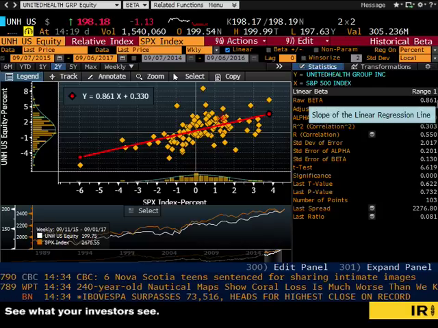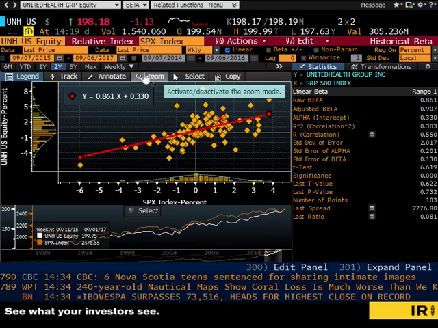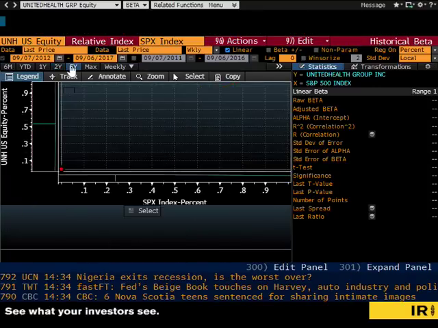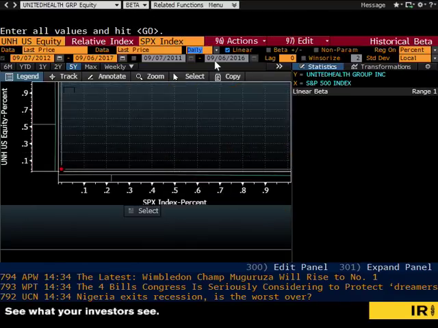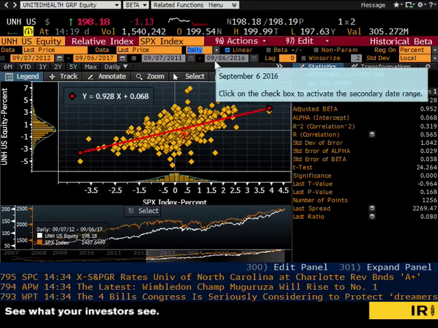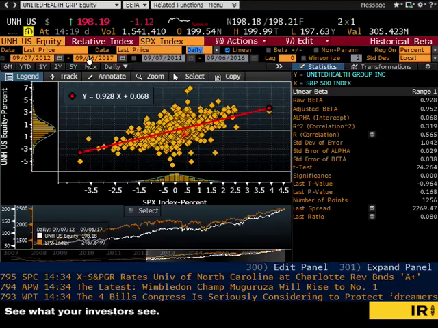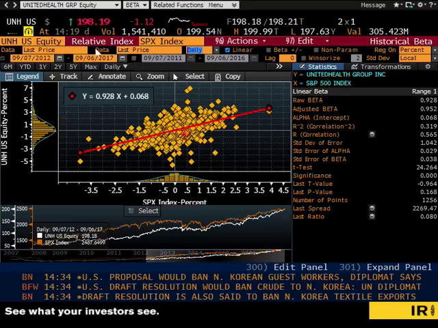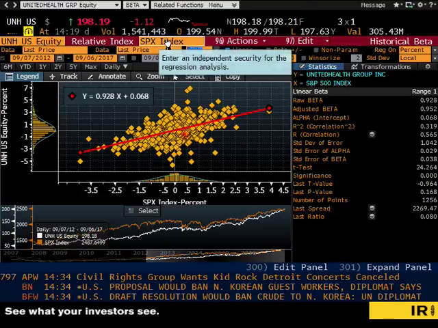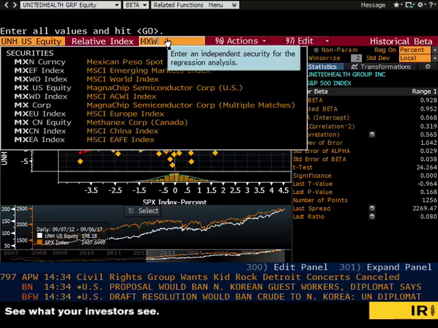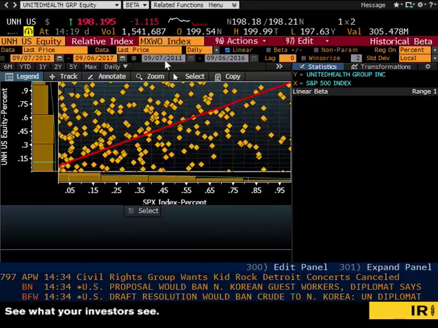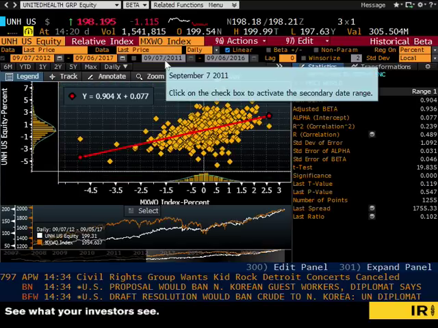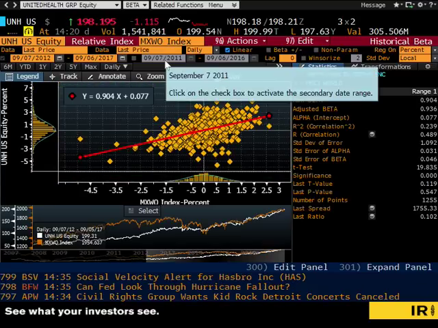Right. By the way, you can adjust this. If you want to do a 5-year beta, you can switch to 5 years. If you want to do daily for 5 years, just click daily. It'll add the extra data points. If you want to change the index, like instead of doing UNH against the S&P 500, you can do it against the Morgan Stanley World Index. And it will do the beta against the Morgan Stanley World Index as opposed to the S&P 500. And that's going to be important, for example, if you do an international company.